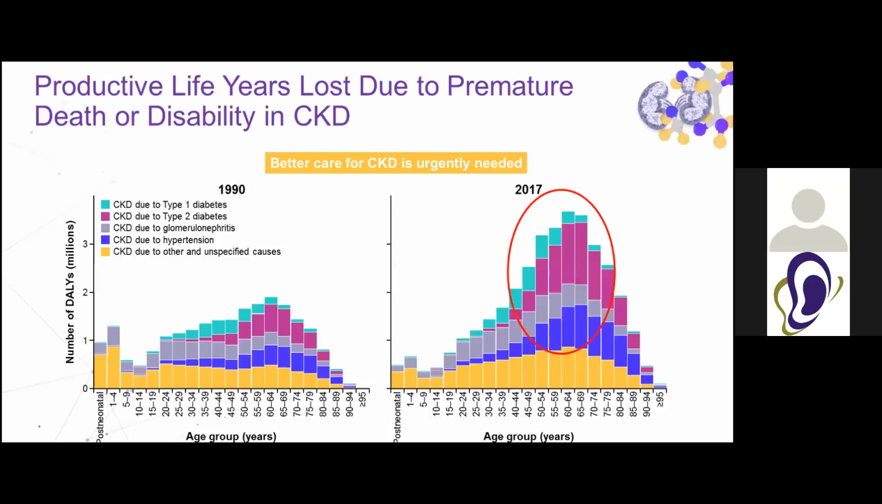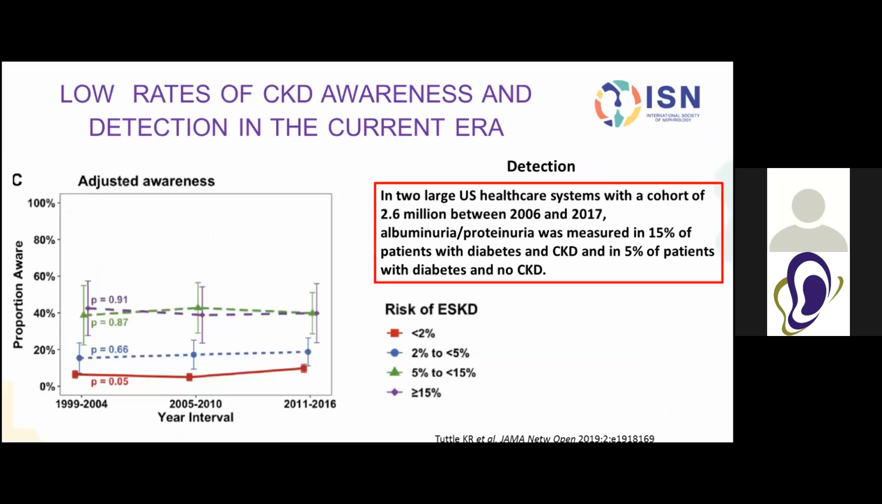I wanted to give you a context that really, if you look at the productive life years lost due to premature death or disability in chronic kidney disease, irrespective of whether you look at 1990 or more currently 2017, there's a huge amount of death and disability attributable to kidney disease, irrespective of the cause. And here in this slide, you'll see that there's type 1 and type 2 diabetes, glomerulonephritis, hypertension, and other unspecified. All of these are major drivers of disability.